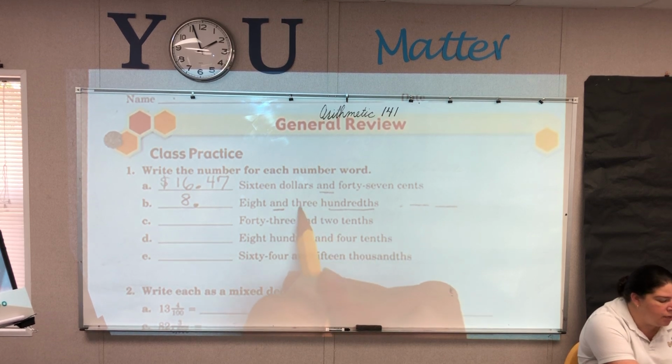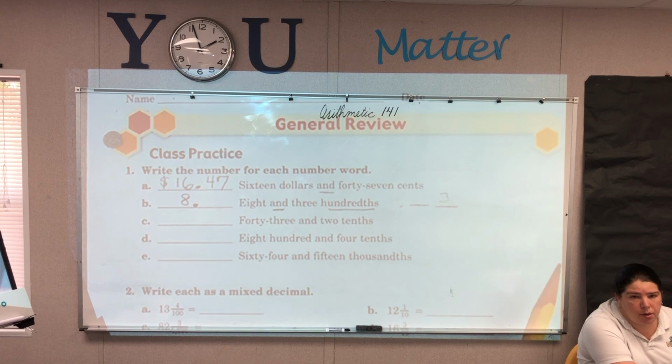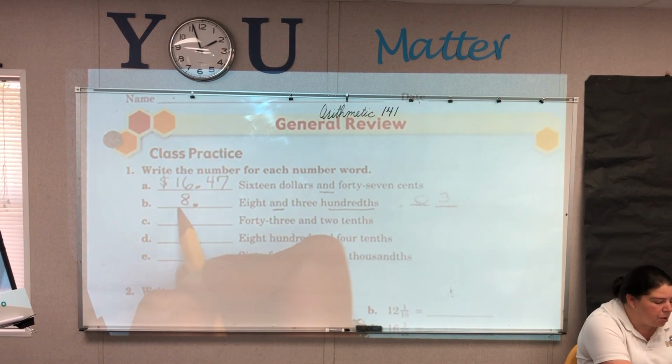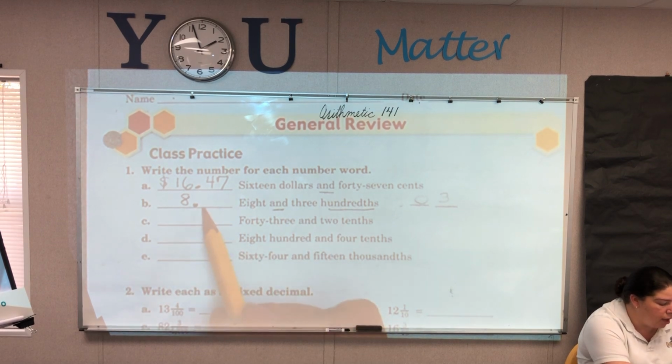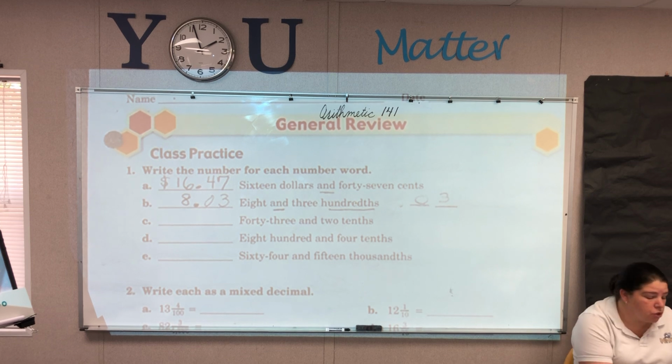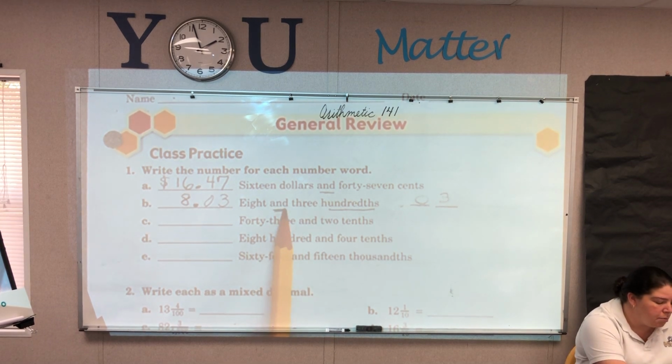Now, if there's only one number, like the number 3, it needs to go into the one closest to the right-hand side. What do we put in here? A 0. So it should be 8.03. Like this. Make sure you know that the and means a decimal point. The place value of hundredths means there are 2 place values.